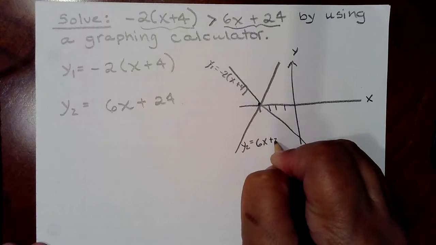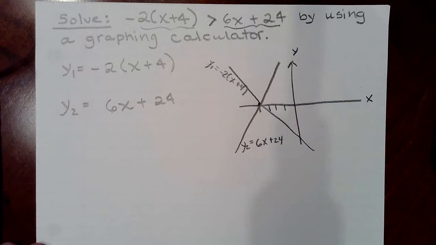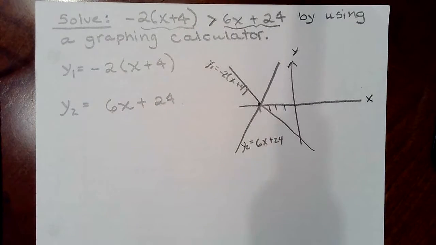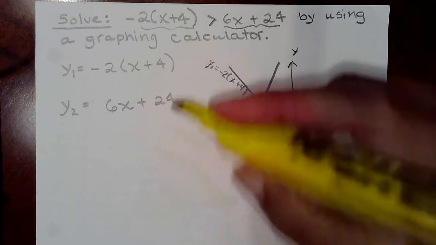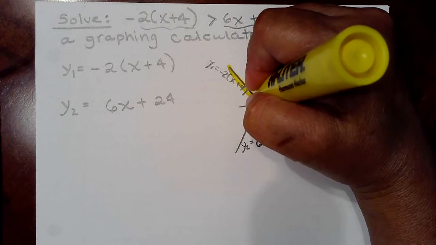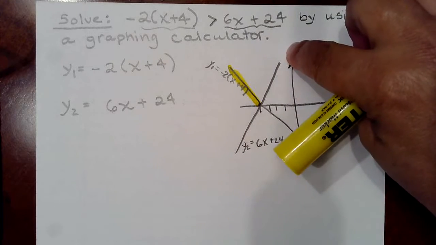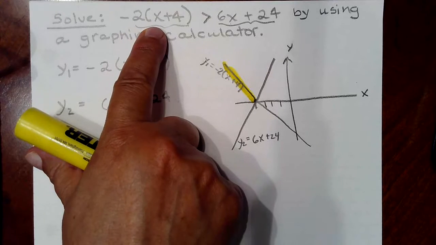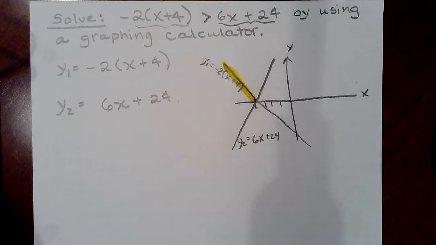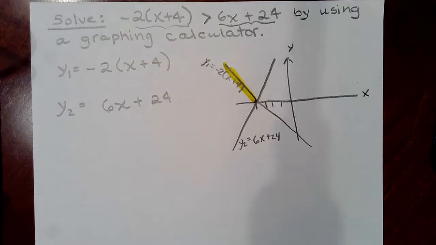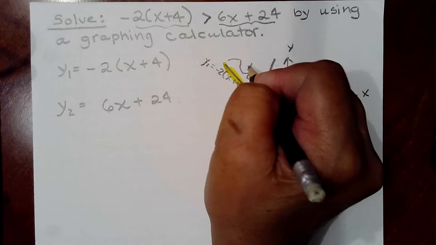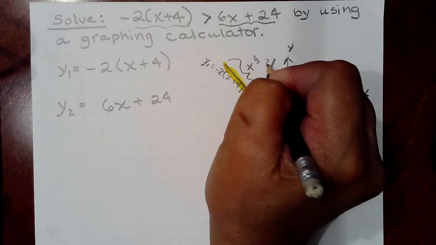I'll just label them. And then the other one was the y sub 2 that I entered, which was the 6x plus 24. Let's recall that the question being asked is, where is this line above, which is greater than, where is it above the other line, which would only be this portion. This is your line, 6x plus 24, and we're interested in what portion of this line is above the other line. So we want to know all the x values associated with this portion right here.